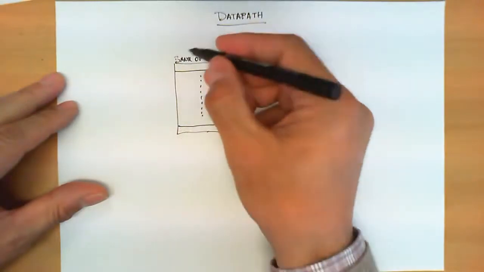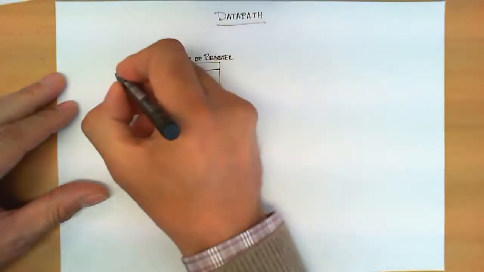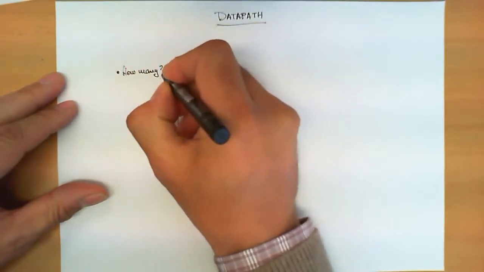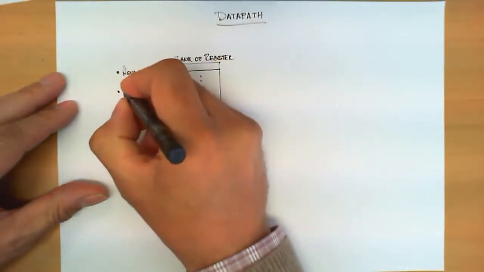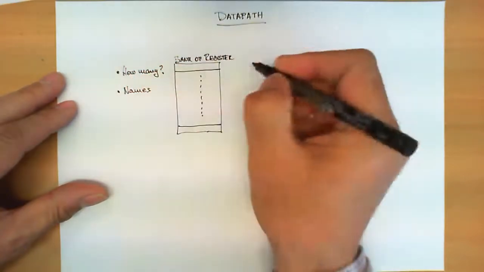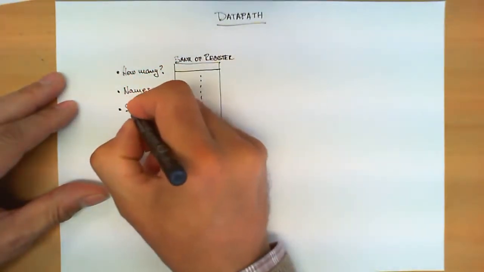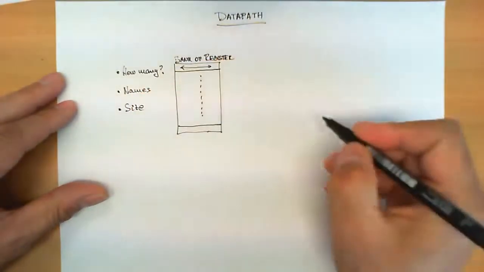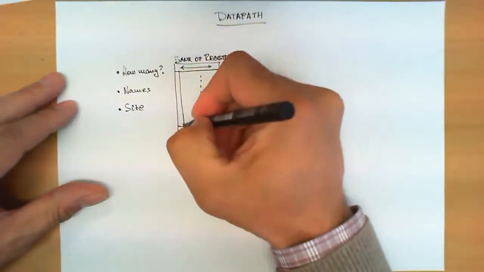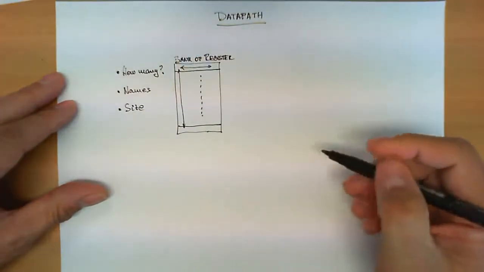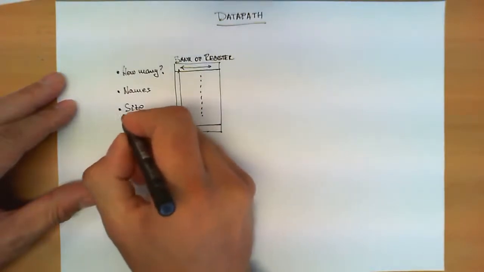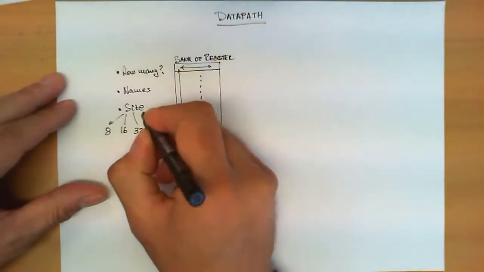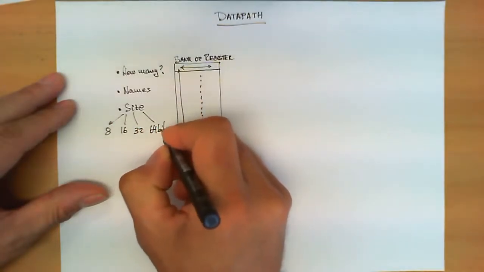There are several parameters that are very important about this bank of registers. One of them is how many of these registers are there. The other one, very important, are the names of those registers. And the third one, perhaps the most important, is the size. In other words, how many bits can they store here? Number of them would be this dimension. Regarding size, the typical values are either 8, 16, 32, or 64 bits.